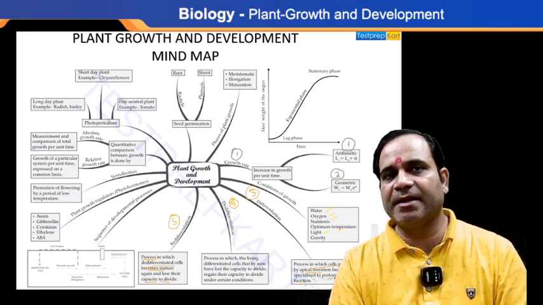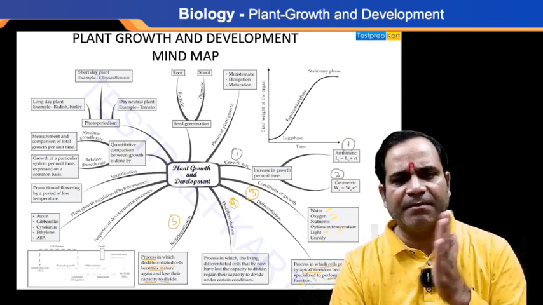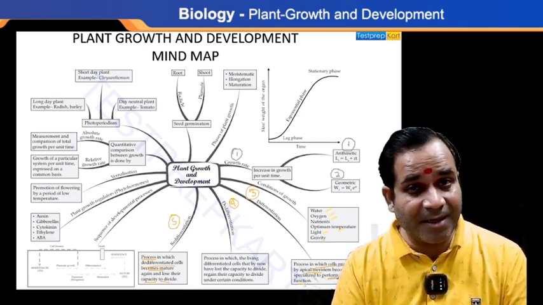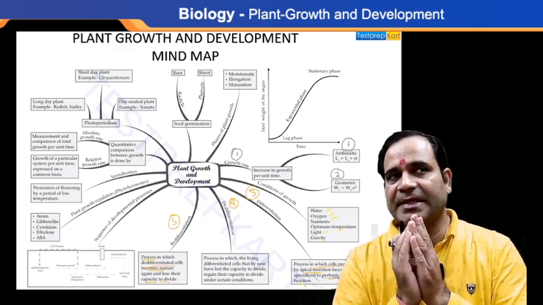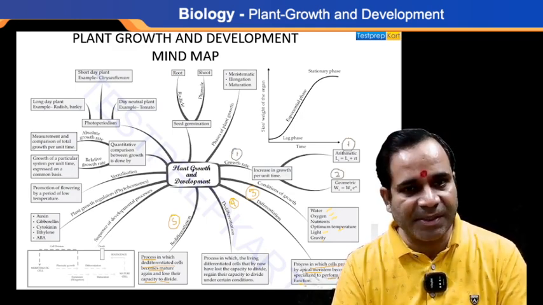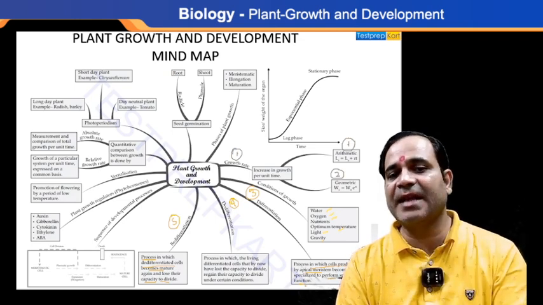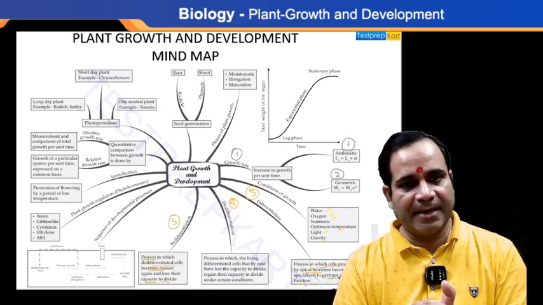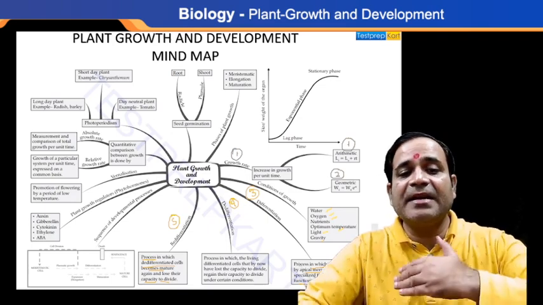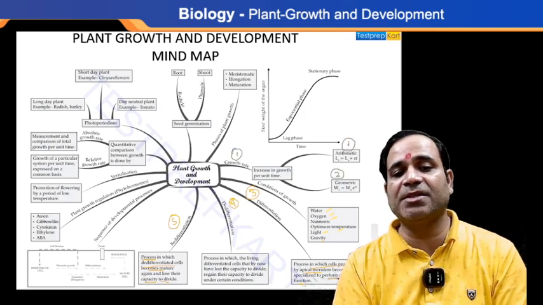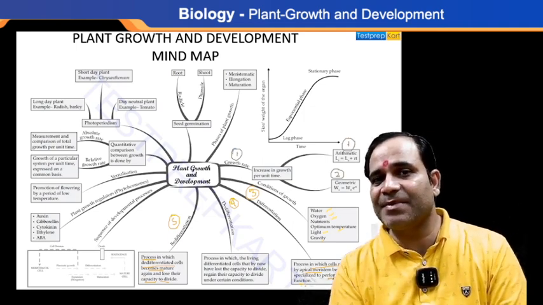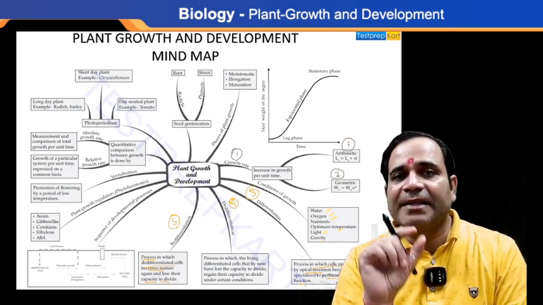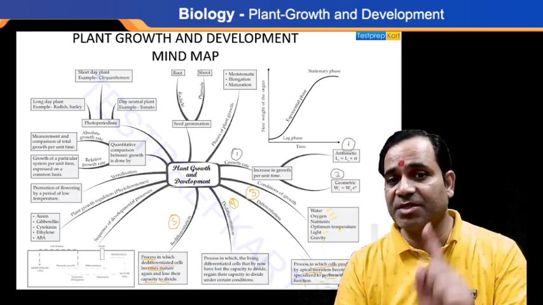Now the second thing is de-differentiation. It means the process in which living differentiated cells, listen carefully, that by now have lost the capacity to divide, have regained their capacity to divide. Once they have lost the capacity, but they regain the capacity to divide under some certain condition, my dear, then it is known as de-differentiation.